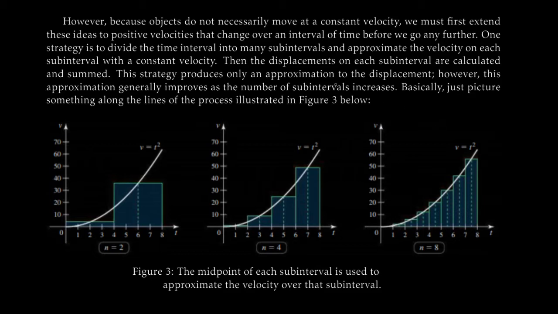So, since objects do not necessarily move at a constant velocity all the time, things can go faster or slower, we must extend these ideas to positive velocities that change over an interval of time before we go any further. So, this is just, instead of dealing with just a flat line, let's deal with curvy lines.